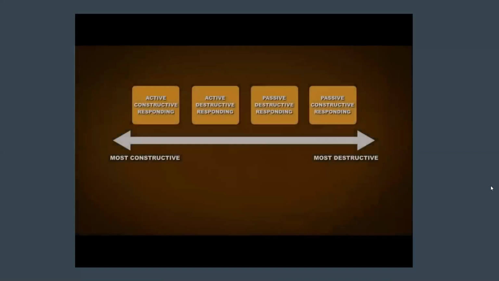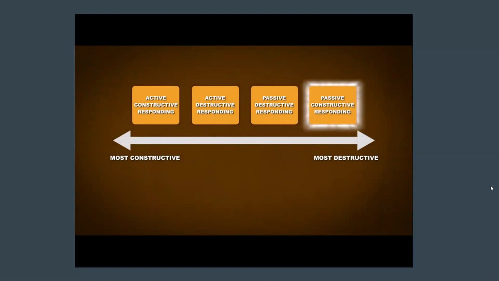Which type of communication did you see? Passive constructive is the correct answer. Alice's response was very understated and did nothing to show authentic interest in Mike's good news. Mike left the conversation feeling unimportant, perhaps even embarrassed for sharing his news in the first place. Passive constructive responding is the most destructive to relationships. Let's take a look at another way Alice could respond.